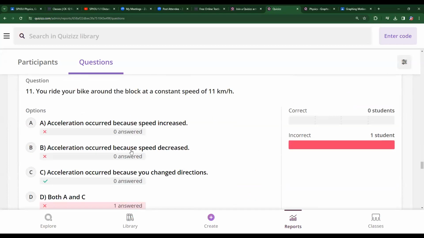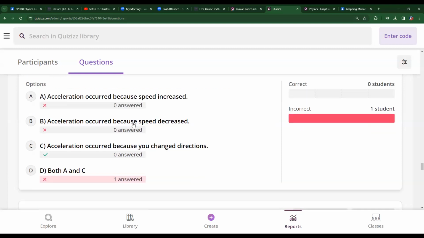Around the block, when you change direction, then even if you have constant speed, you have acceleration, centripetal acceleration towards the center of the curve. So here the concept is, if you're moving with constant speed along a straight line, it's uniform motion. Uniform means all is the same: direction the same, speed the same. Whenever you change direction, even at constant speed, you have acceleration.